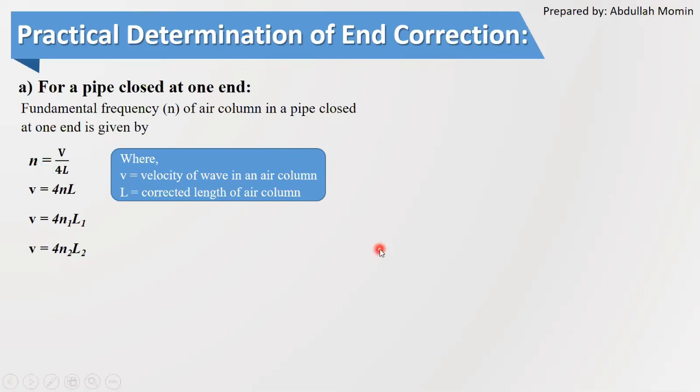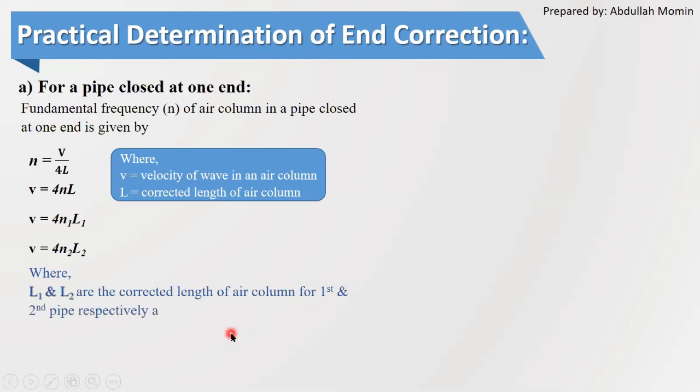So what are N1, L1 and N2, L2? We are using two different pipes which have different lengths but the same diameter. So we write that L1 and L2 are the corrected lengths of the air column for the first and second pipe respectively, and N1 and N2 are the fundamental frequencies of the two pipes.